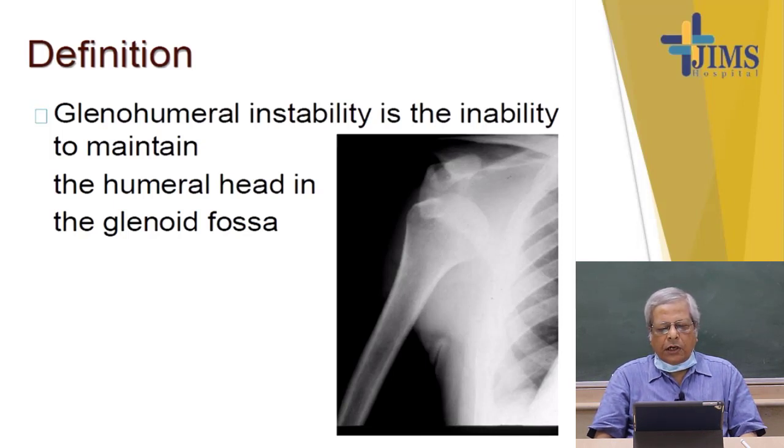Glenohumeral instability is the inability to maintain the humeral head in the glenoid fossa. You can very well see this is the glenoid fossa and the humeral head has come out of this and is lying here. This is the coracoid process and this is the clavicle. These are the ribs. The humeral head has come down to lie just below the coracoid process. This is an anterior dislocation of the shoulder.